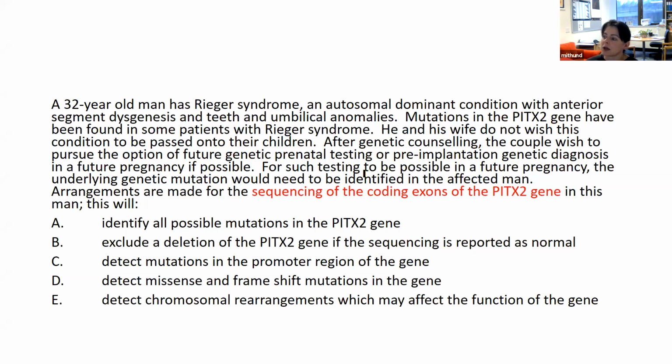So in order to do that, they need to identify what the mutation is. And so they're saying in this question, arrangements are made for the sequencing of the coding exons of the PITX2 gene. Which one of these statements is correct? What is it going to tell them when they sequence the coding exons of the PITX2 gene?